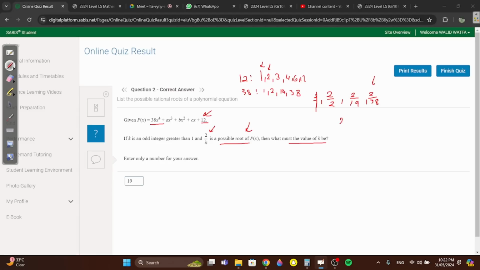2 over 1 is 2. 2 over 2 is 1. 2 over 19, we just keep it. 2 over 19. 2 over 38. Plus, minus, right? So what did they tell us?